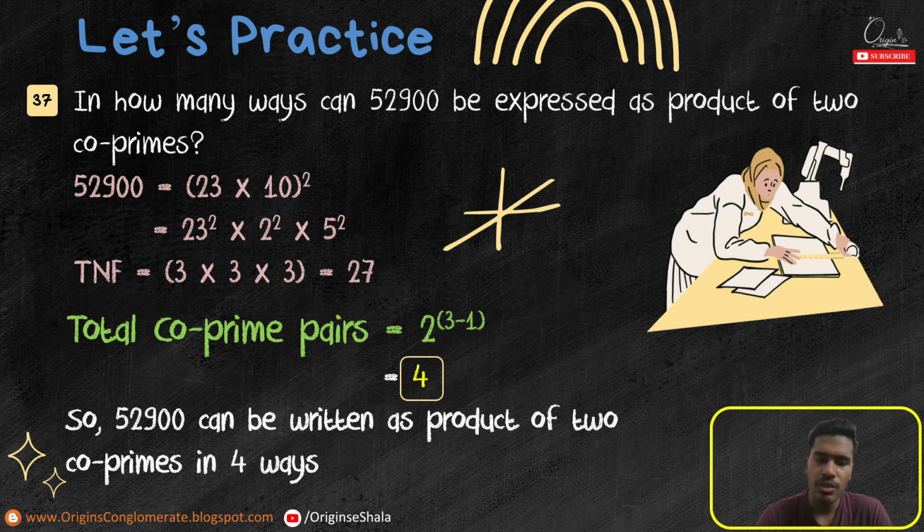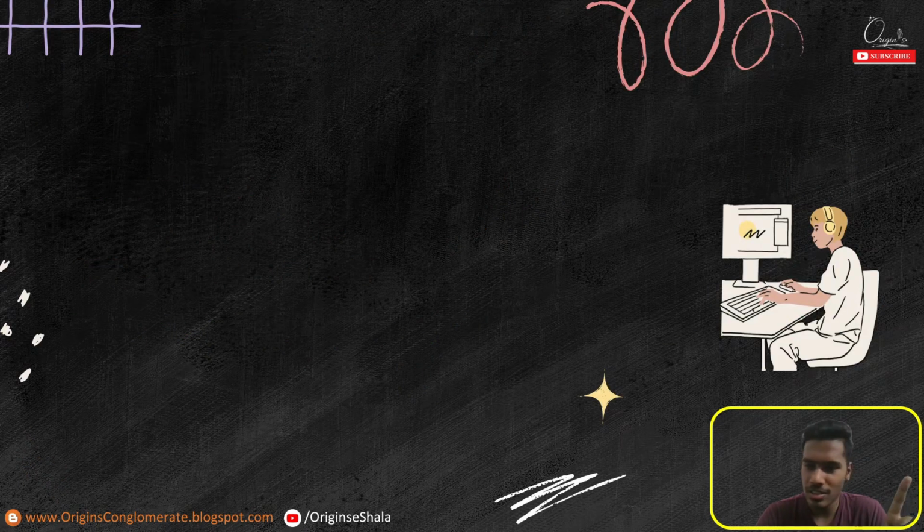So yeah, even 52900 can only be written in 4 ways as product of coprimes. Two coprimes, to be more precise. If you cannot put the coprimes and add on new values, we are talking about a two coprimes pair. That's what you need to do. There is also a way to write it as a product of 3 coprimes, right?